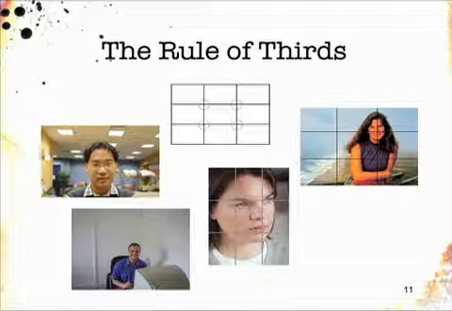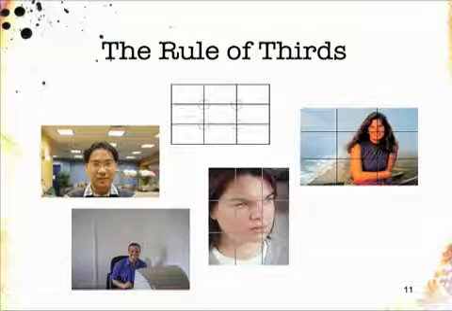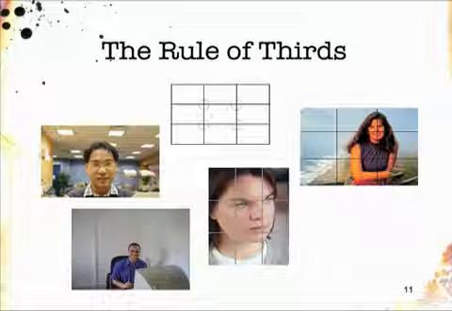Here's an example of using the rule of thirds in a vertical format. This is very common. Notice where her eyes are. Here are some more examples of successes and failures. Let's test to see if we know which are working and which are not.